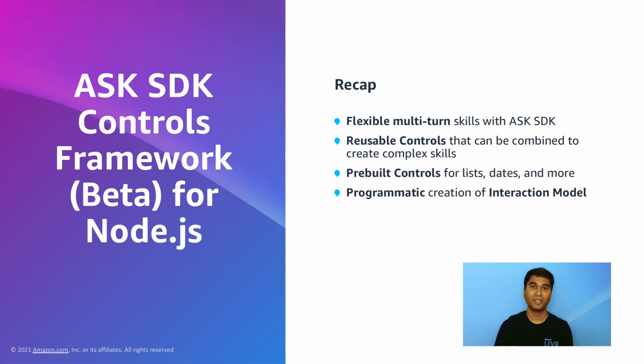Second, the reusability of controls enables you to combine them to create complex skills and reduce complexity in your skill code. Third, the controls framework supports a number of built-in controls for common use cases to help you get started quickly. For example, a list control allows you to expose a list of options for a slot that the user would choose from. And we will see this in a demo later. Finally, you can use the framework to generate interaction models programmatically, with intents and samples added by default for built-in controls.